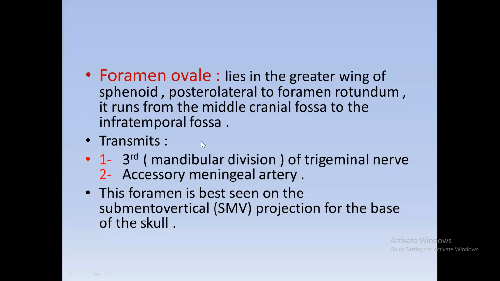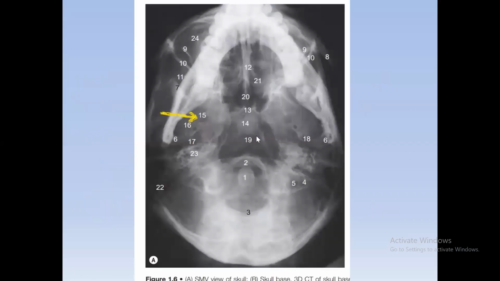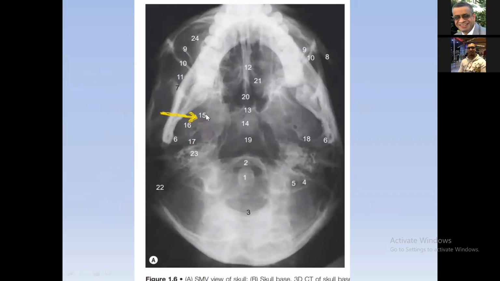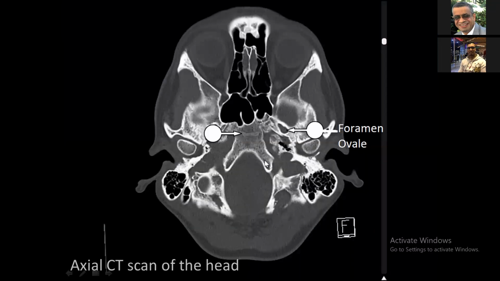Foramen ovale lies in the greater wing of sphenoid, posterolateral to the foramen rotundum. It runs from the middle cranial fossa to the infratemporal fossa and transmits the third or mandibular division of the trigeminal nerve and accessory meningeal artery. This foramen is best seen on the submental vertical projection for the base of the skull. This is the SMV view of the skull in which you can see the foramen ovale. And this is axial CT scan of the head in which you can see the foramen ovale.